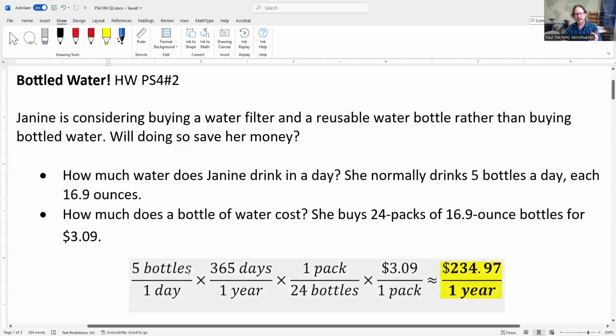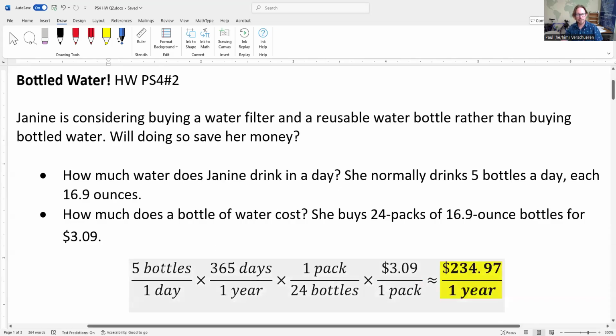Likely, if you didn't do it like this, you would have said 5 bottles a day times 365 days per year and get a number. And that number is in bottles per year. And then divide by 24, and that's in cases per year. But you don't actually need to stop at everything. So I basically set all of the answers up in dimensional analysis.